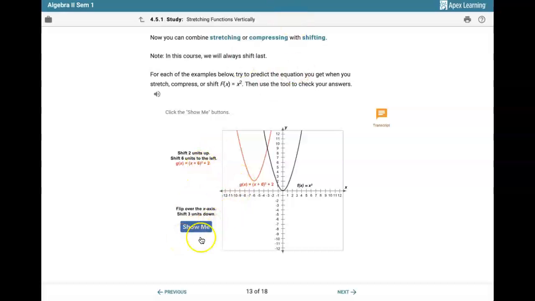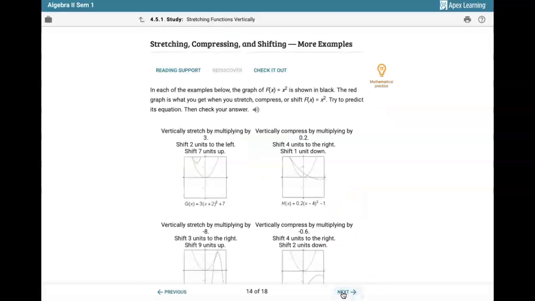Now, when we flip across the x-axis, we need to flip and then shift 3 units down. So we flip and then shift 1, 2, 3. What you're going to notice is we now have negative x squared because we flipped across the x-axis, and then we still subtracted 3 because we moved downwards. And each of these examples below is shown in red from the parent function in black.